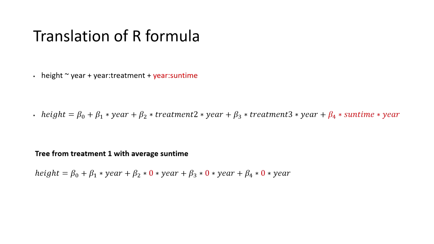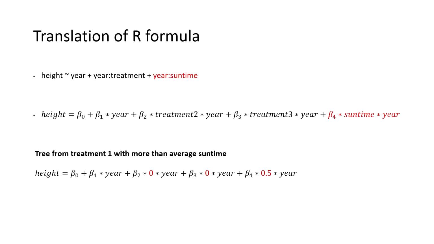For a tree from treatment 1 that received an average amount of suntime per day, the variables treatment 2, treatment 3, and suntime will all be 0. Remember that we centered the suntime variable such that the value of 0 stands for an average amount of suntime. By simplifying the expression, we see that we can refine the interpretation of beta 1. It is the growth rate for a tree in treatment 1 with an average amount of suntime per day.